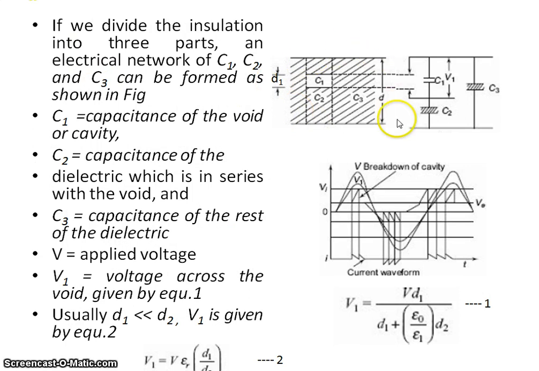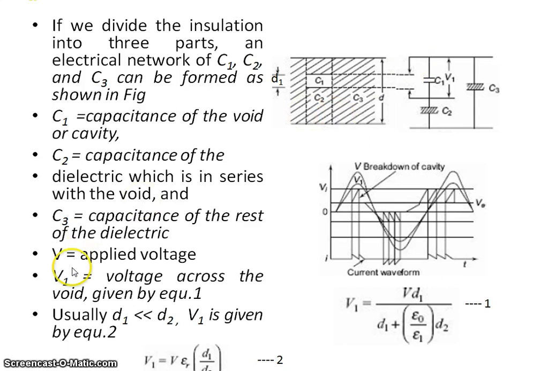So I have drawn this figure. Suppose these are two electrodes, and this is the insulating material shown by the shaded part. That will contain a cavity. The cavity has a capacitance of C1. Then C2 is the capacitance of the dielectric medium in series with the void, like this. And C3 is the capacitance of the rest of the part. Now D is the distance between the two electrodes, or the thickness of the dielectric material. And D1 is the thickness of the gap of this void.